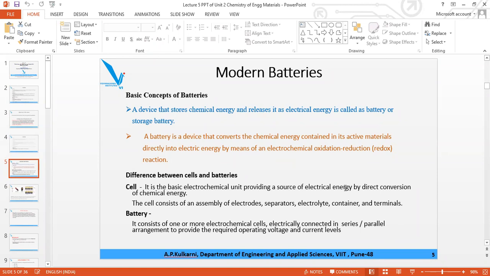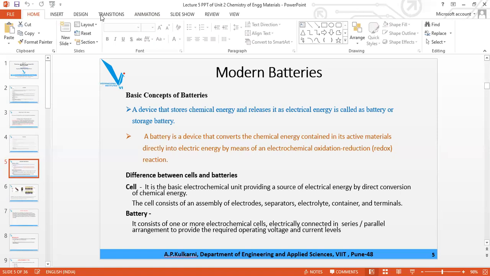Therefore, modern batteries are synthesized and used on a large scale nowadays, in which we use lithium as an anode. When lithium is used as an anode, the cell is called a lithium cell, or the battery is called a lithium battery. These are called modern batteries.